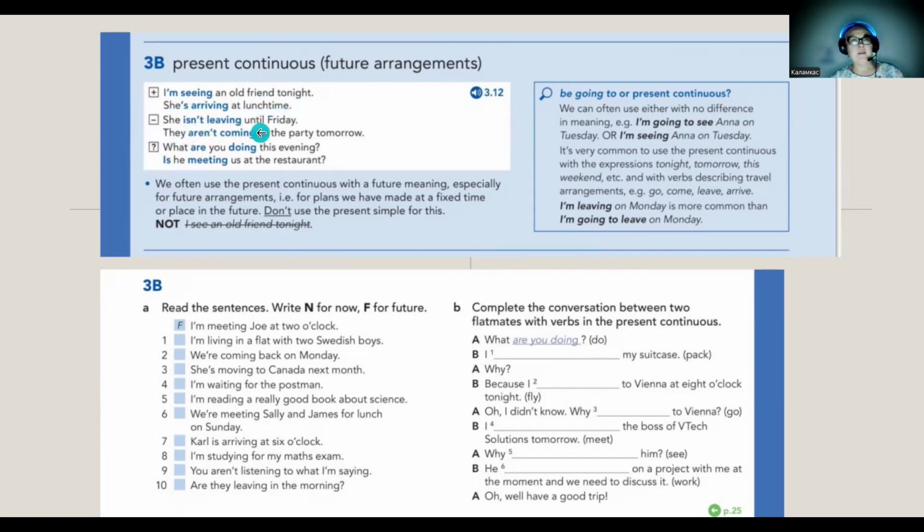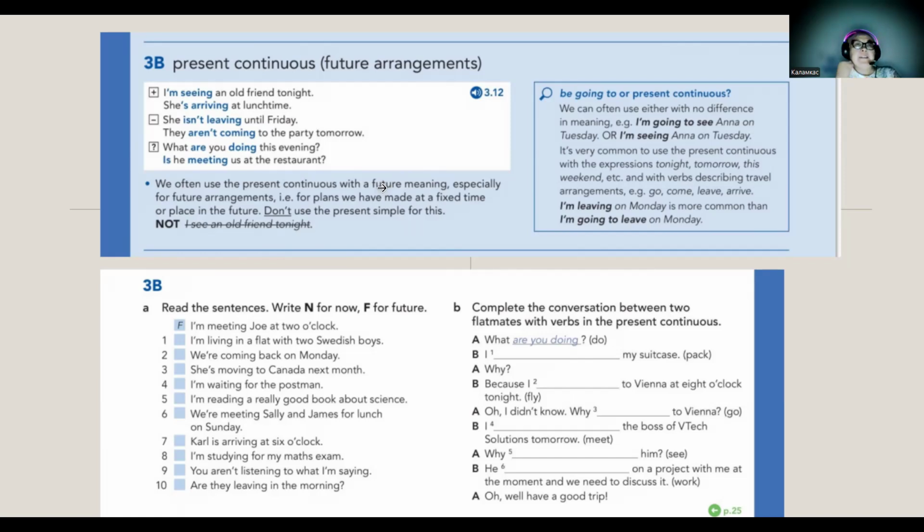She isn't leaving until Friday. They aren't coming to the party tomorrow. And the question: what are you doing this evening? Is he meeting us at the restaurant? So we often use a present continuous with future meaning, especially for future arrangements, to talk about our plans.